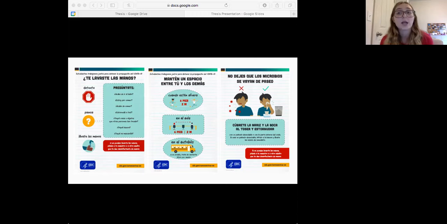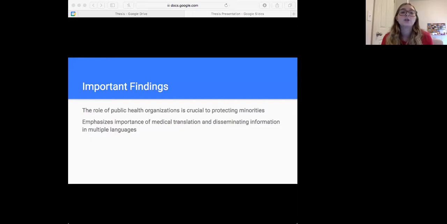And if we were to compare CDC documents as well, you'd see a very similar pattern. Overall, I think this research shows that the role of public health organizations is crucial to protecting minorities. It emphasizes the importance of medical translation and disseminating information in multiple languages, because if we want to use information as a way to mitigate illness, it should be available in all languages.